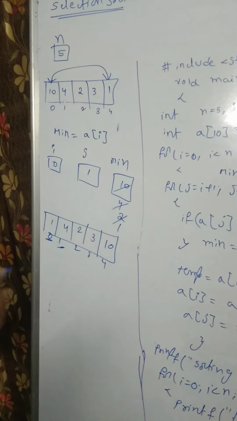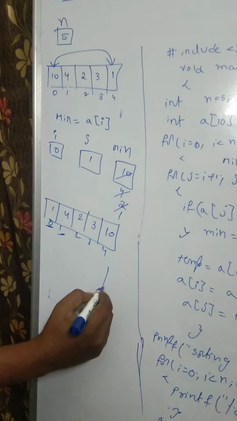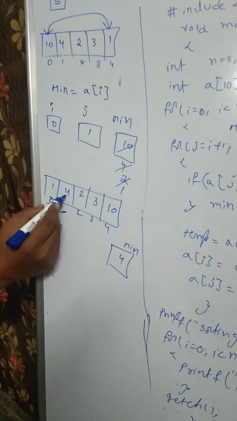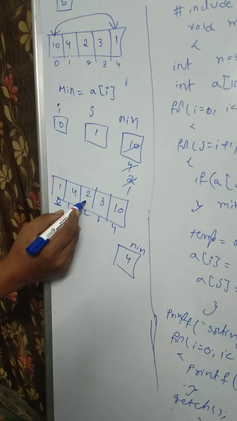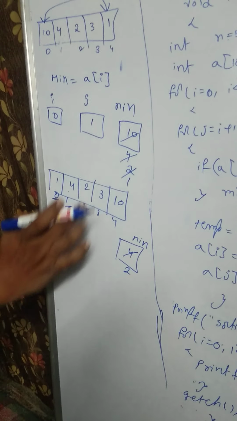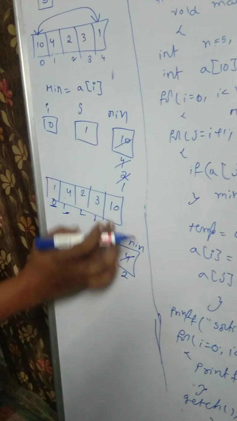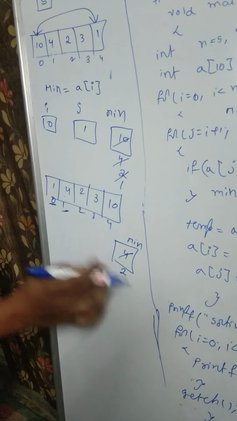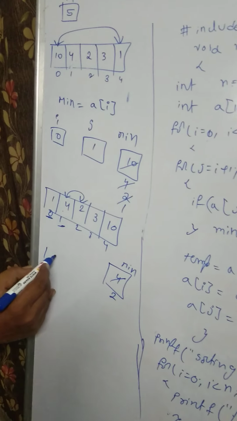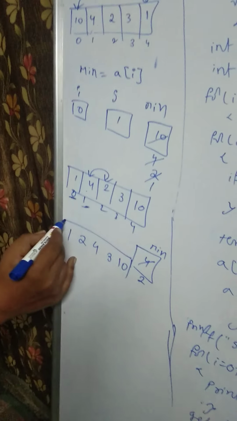Now we start the comparison with the next element. 4 is compared with 2. Initially the minimum value is 4, and when compared with 2, the minimum becomes 2. Then 2 is compared with 3, no problem, and 2 is compared with 10, no problem. So 2 is the minimum value, and these two are interchanged. Then the values are 1, 2, 4, 3, 10.